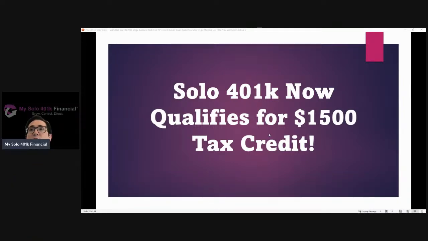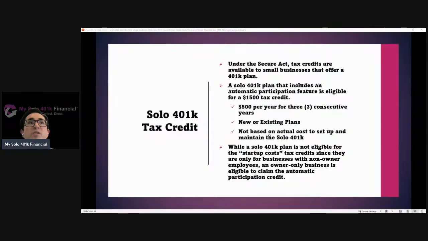So we want to go through some bonus content here as far as qualifying for the $1,500 tax credit. So the Secure Act did authorize a number of tax credits to encourage businesses to set up 401k plans. One of those tax credits is the startup cost credit, which is not available to a self-employed individual that sets up a solo 401k.